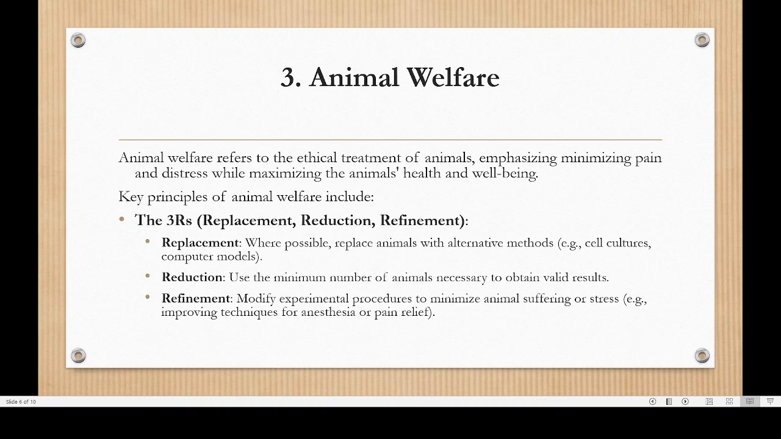That is, whenever possible, replace animals with alternate methods like cell culture or computer models. Then reduction: don't use too many animals. Reduce the number as far as possible. Then refinement: modify the experimental procedure to minimize animal suffering. For example, giving them anesthesia or painkillers, so that the animal may not be feeling too much pain. So these are simple things which we can do to ensure the welfare of the animal. That is the principle of 3R: replacement, reduction, and refinement.